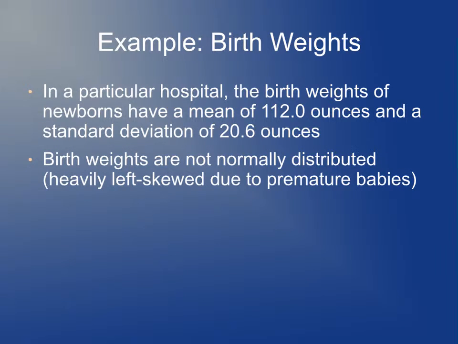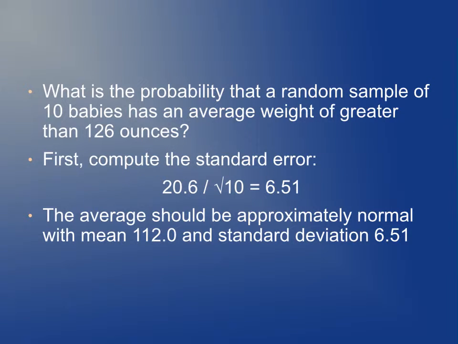So, an example of how you would use this central limit theorem in practice. Let's say that you work at a hospital and you know that the birth weights of newborns in this hospital have a mean of 112 ounces and a standard deviation of about 20 ounces, 20.6 to be precise. And let's say that birth weights are not normally distributed. We know this is true in practice. It has a very strong left skew due to premature babies. So what's the probability that a random sample of 10 babies has an average weight of greater than 126 ounces?